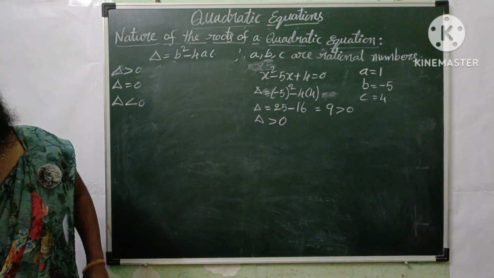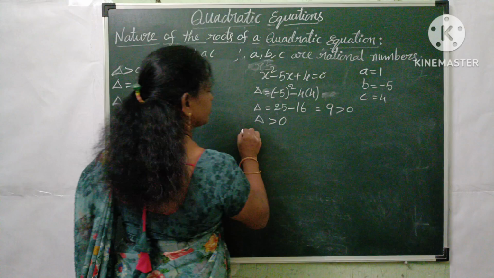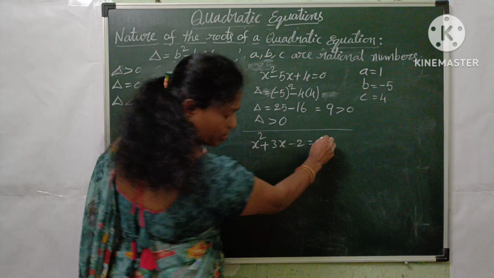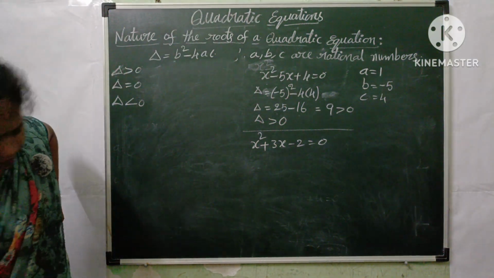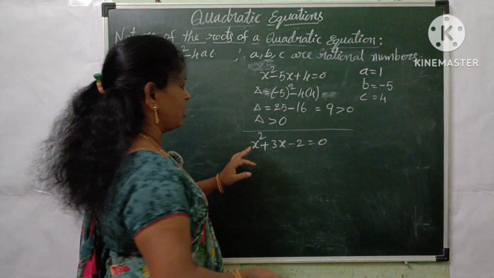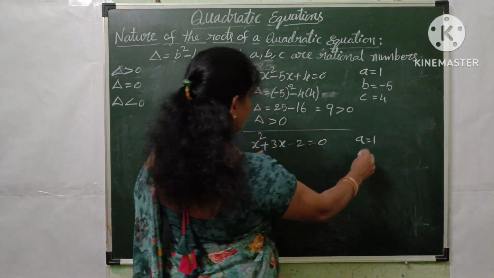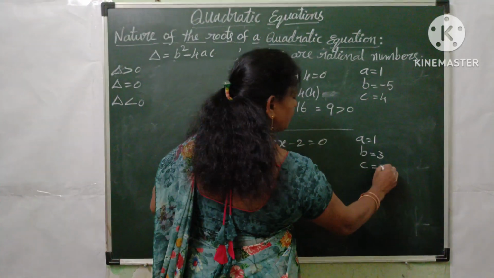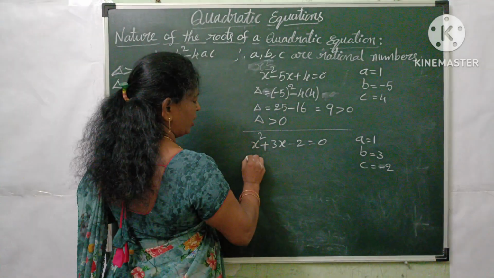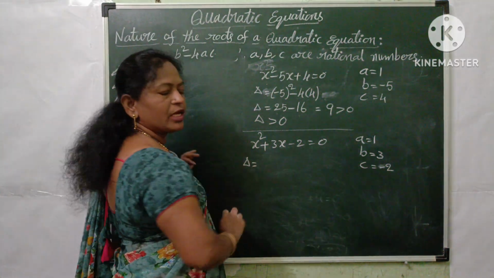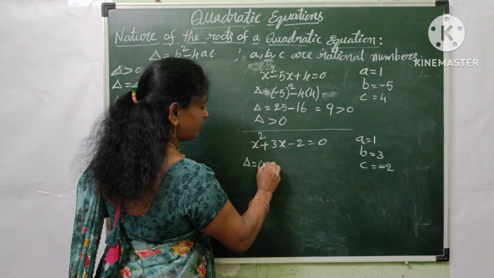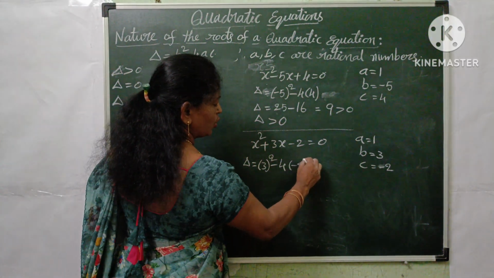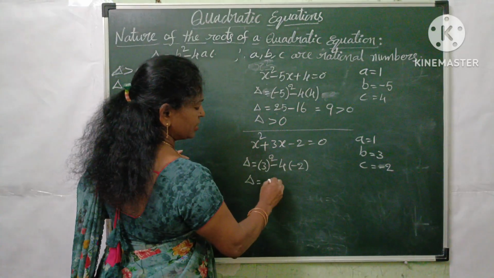I will take here x square plus 3x minus 2 equal to 0. Now check here also. a equal to x square coefficient 1, b is x coefficient 3, c is the constant term minus 2. Let us check it now. Delta equal to b square, b is 3, so 3 square minus 4ac, c means minus 2.